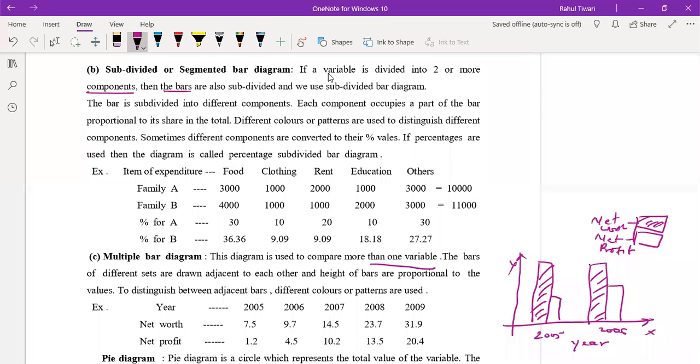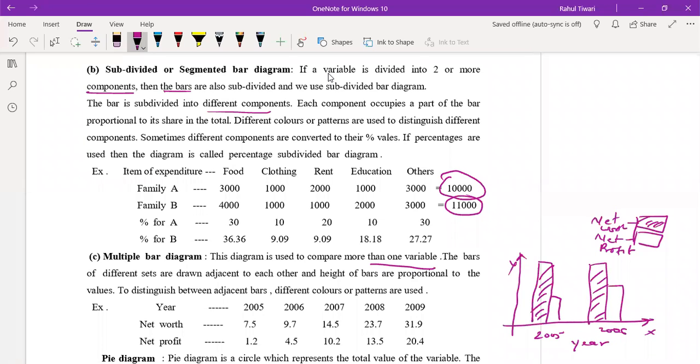But understand, the bar is subdivided into different components, and each component occupies the part proportional to its share of the total. So a very important concept is that the total is given to us in a subdivided bar diagram. Make sure of that. Different colors and patterns are used to distinguish the different components.